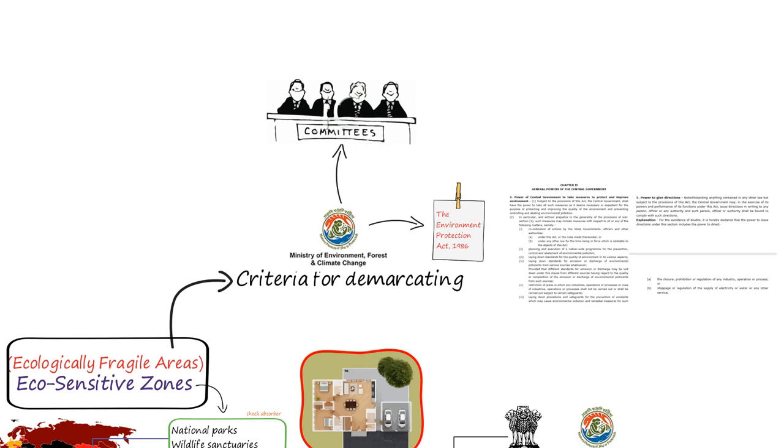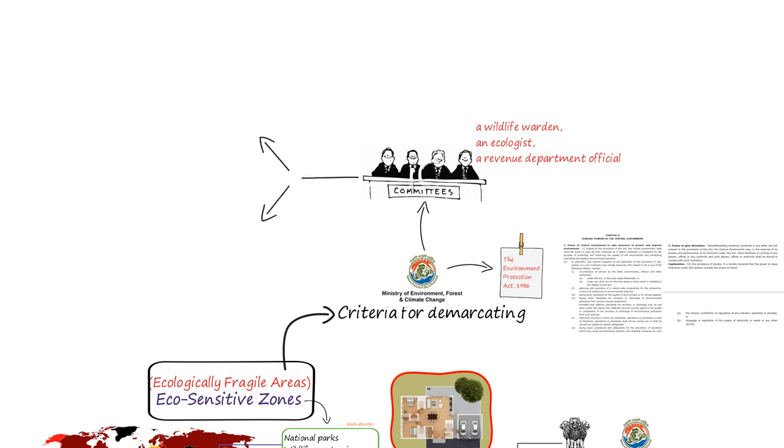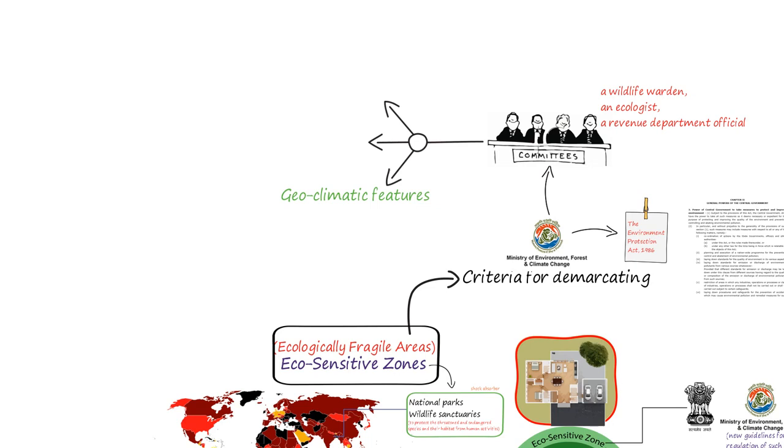For creating eco-sensitive zones, the ministry has asked all states to constitute a committee that consists of a wildlife warden, an ecologist, and a revenue department official of the area concerned. The committee then suggests the best methods to manage such zones. They have defined 3 important categories that need to be considered in defining eco-sensitive zones. They are in terms of geoclimatic features.